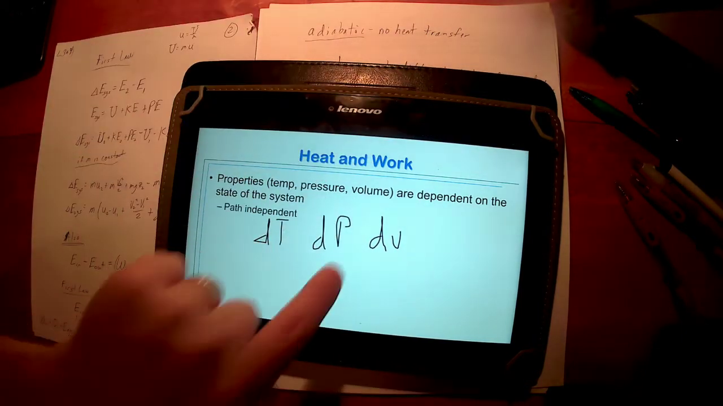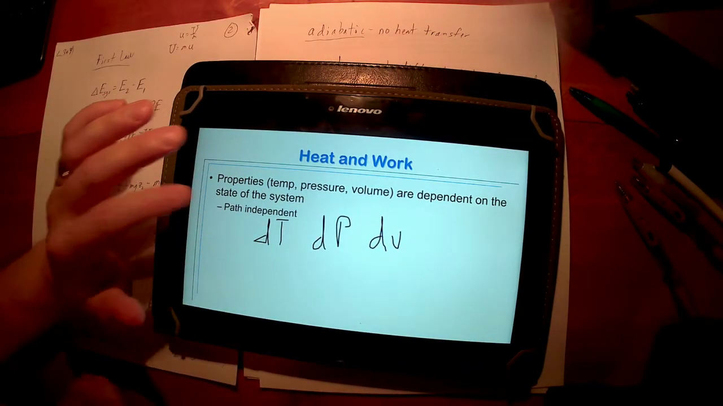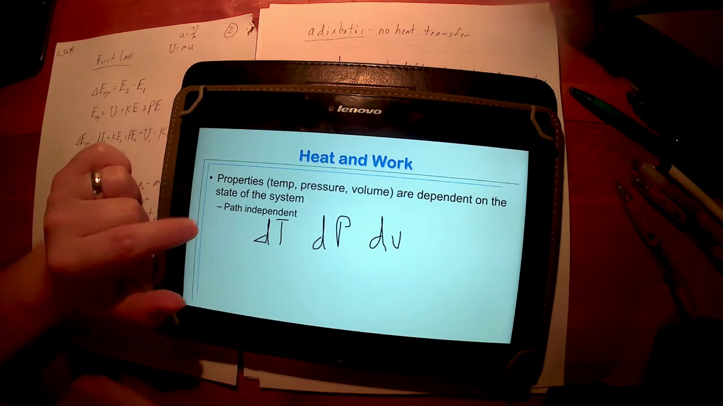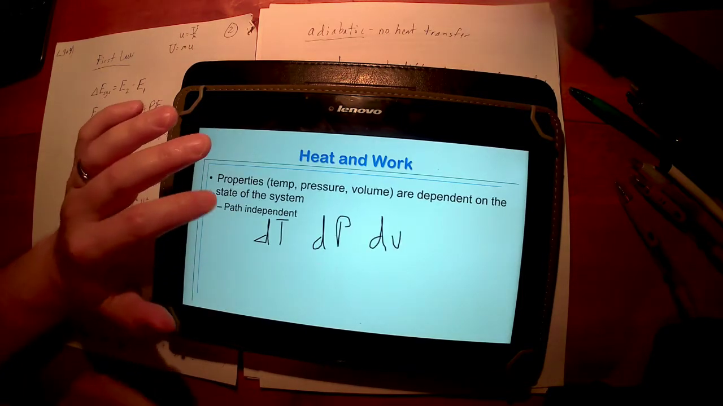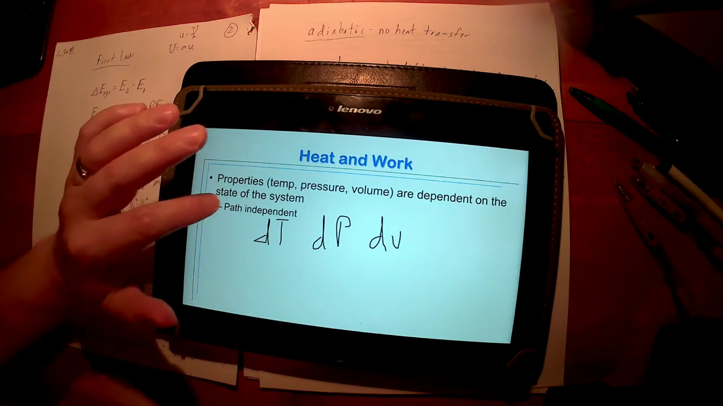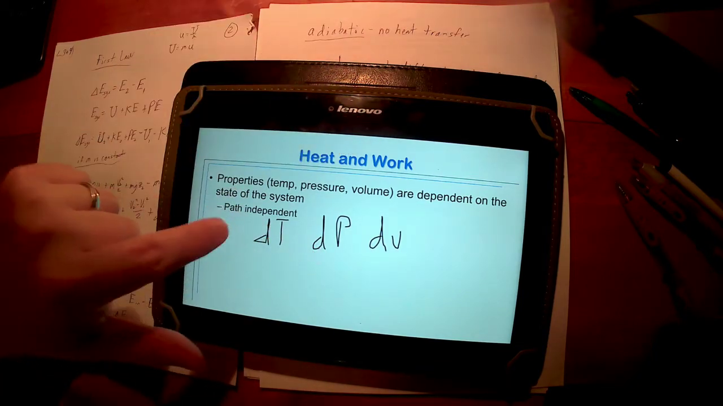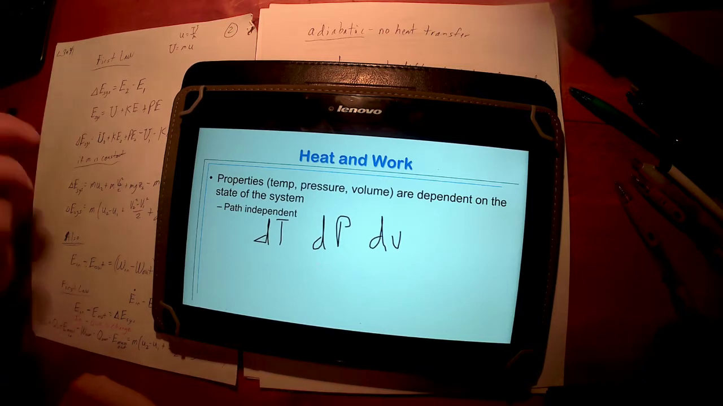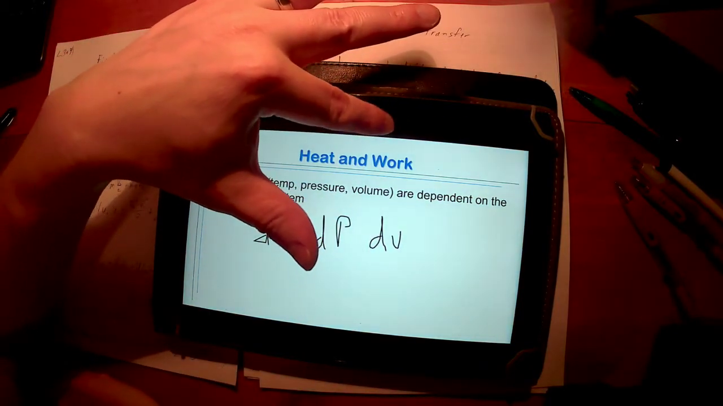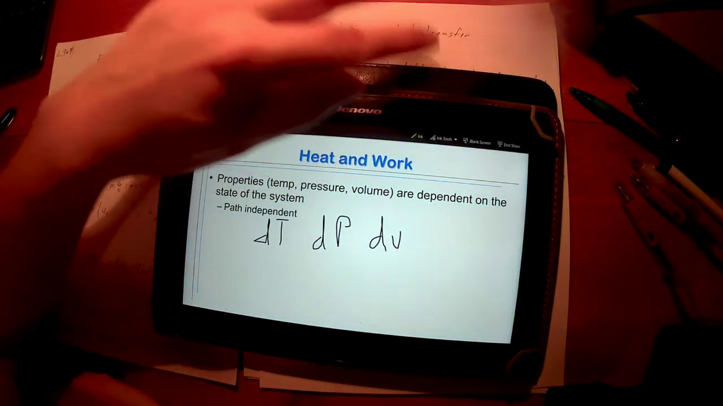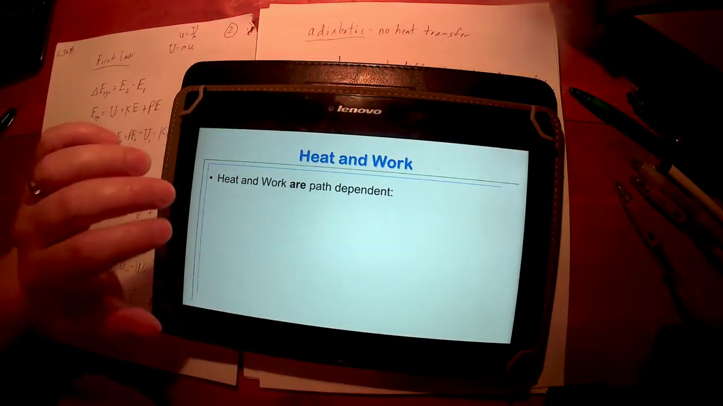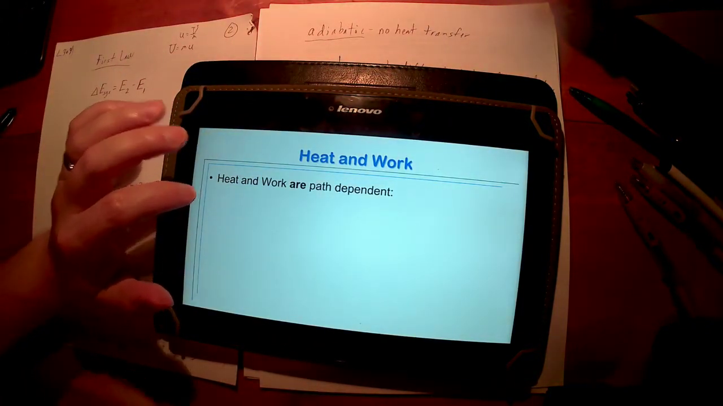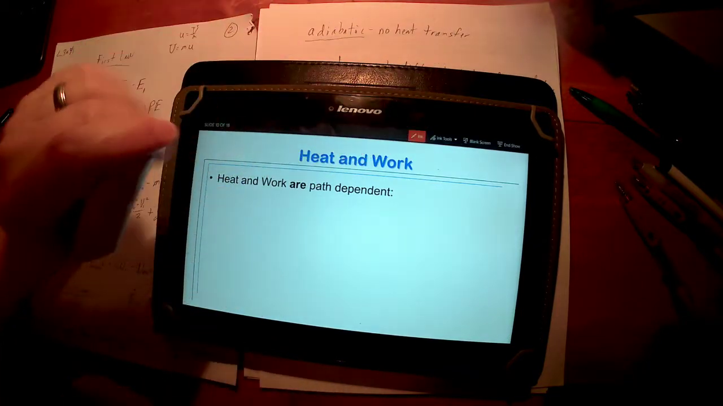Now, because these are what we call path independent, it does not matter how I get from state 1 to state 2, or from one state to another. All the temperature or the pressure or the volume really cares about is where it's at, not how it got there. On the other hand, heat and work are what we call path dependent.